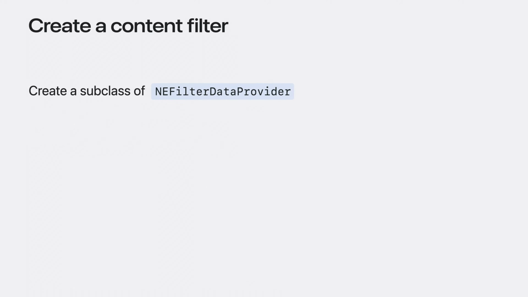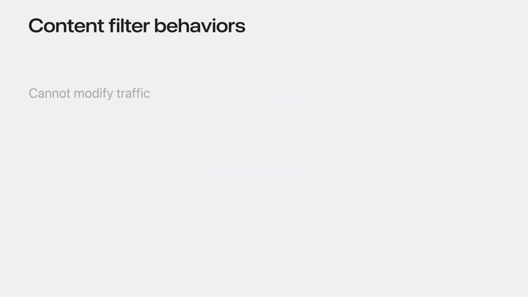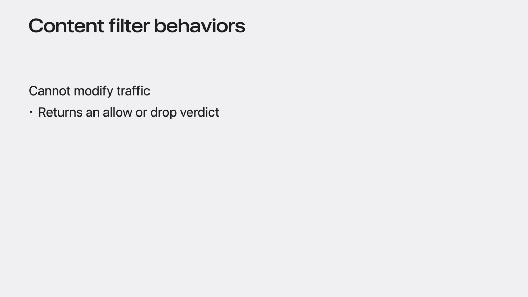Create a subclass of one or both of the content filter providers to get the desired traffic. Any filter data provider provides you with TCP and UDP flows as well as other IP protocol traffic such as ICMP. For Mac apps, a subclass of any filter packet provider will get layer 2 packets. Filter providers cannot modify traffic, but simply provide a filter verdict to the system, either to allow or drop the flow. iOS system-wide content filter is supported on supervised devices only.